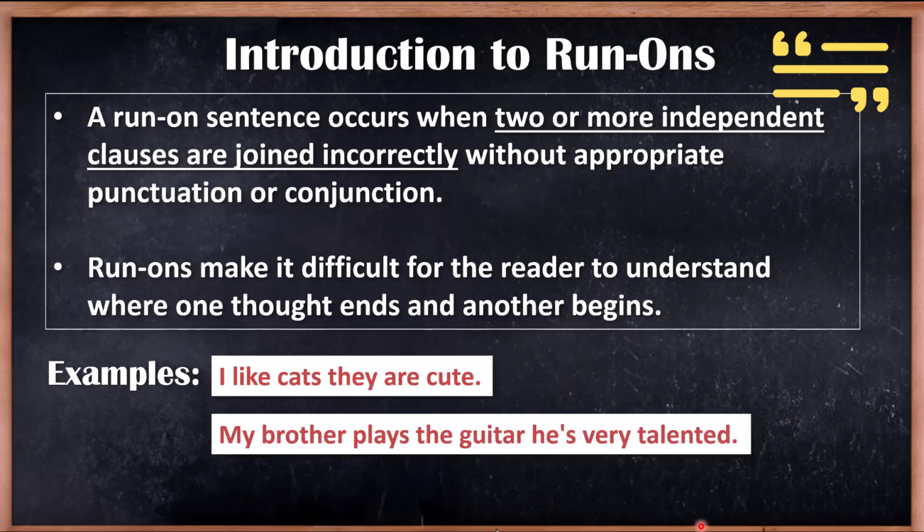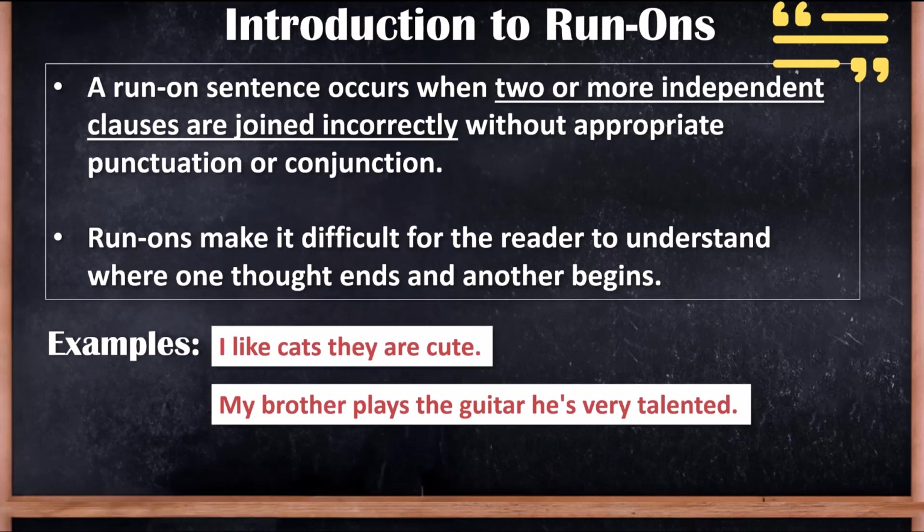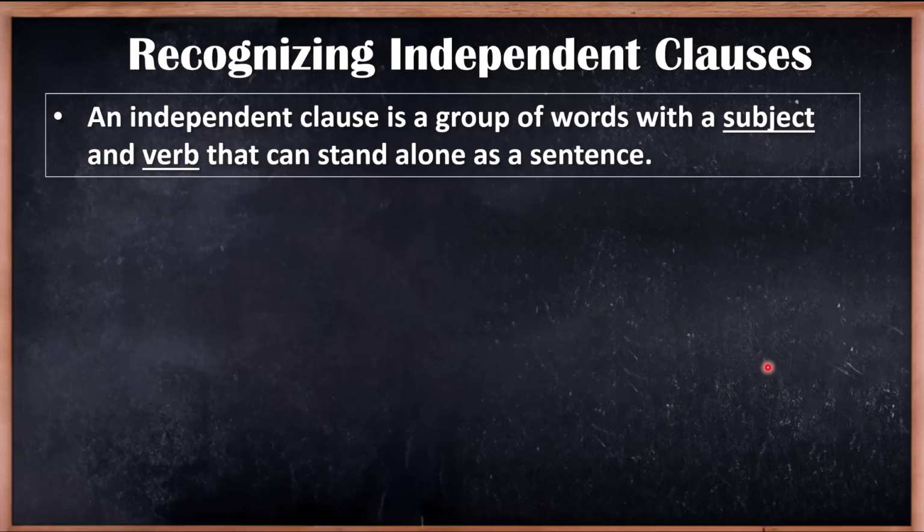Another example, my brother plays the guitar, he's very talented. Again, we have two independent clauses merged together, creating a run-on sentence. And these are both errors. So the first step to identifying a run-on sentence is to recognize an independent clause. So we know that we can't push two independent clauses together, or that creates a run-on sentence.